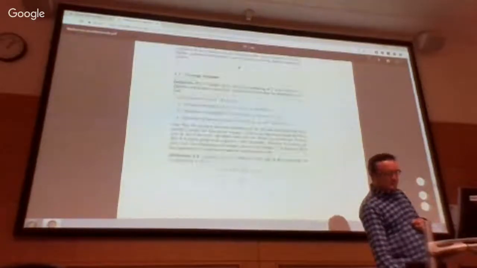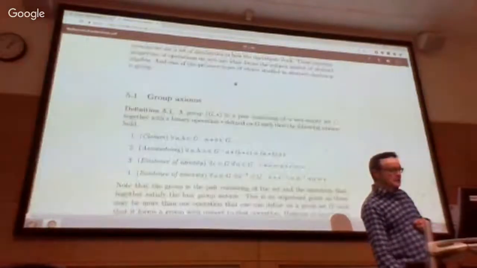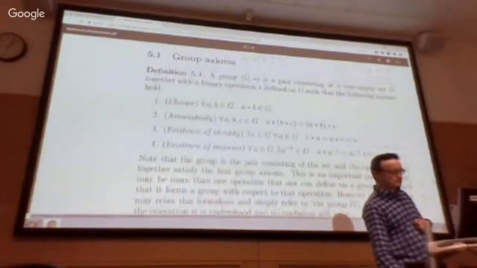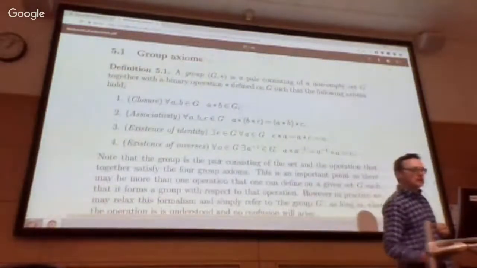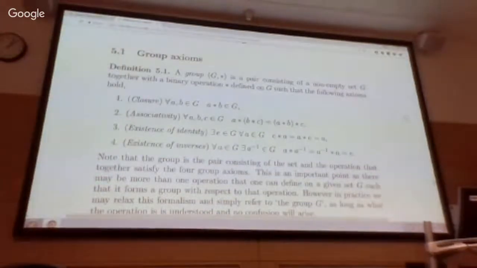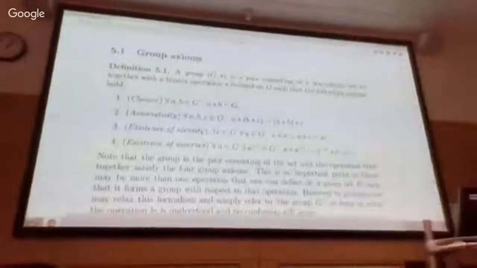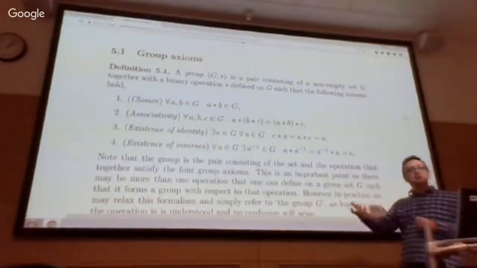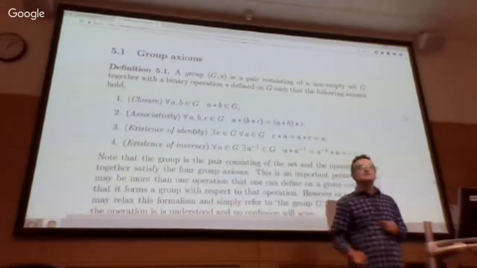Okay. So let's launch into it and see the formal definition of what a group is. A group is a pair of things. It's a set and a binary operation, typically denoted G for the set of objects, and star or asterisk for the operation. You think of star as an abstraction of something like plus or multiplication.